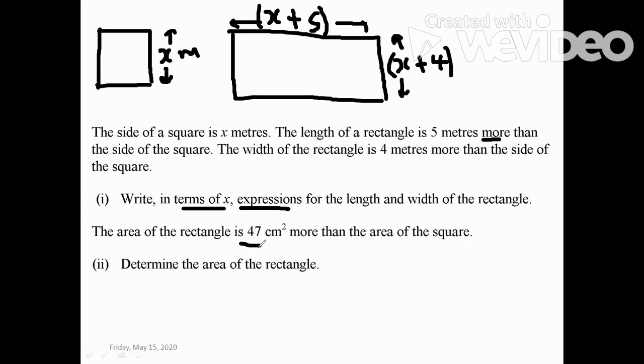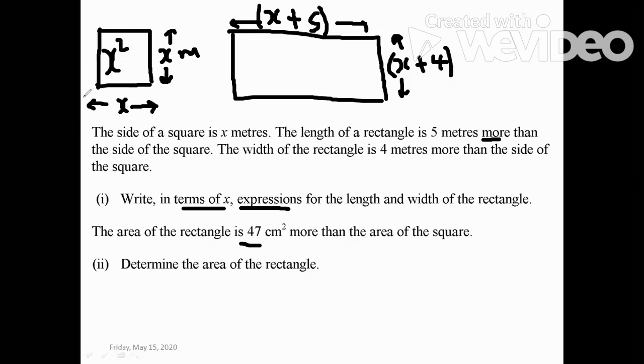All right, so we know that the area of the square. Well, first of all, what's the area of a square? All sides equal x. How to find the area of a square? It's length times width. All right. So the length is x and the width is x. That means the area will be x times x, which is x squared. So the area of the square is x squared.